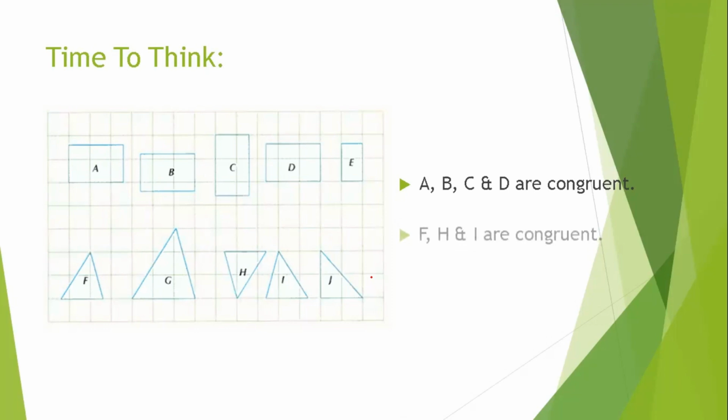And among the triangles, F, H, and I. So F, H, and I are the congruent ones. J is a right angle triangle, different from the ones in the set of 3, and G is also much bigger, which is not the same as the ones that are congruent.